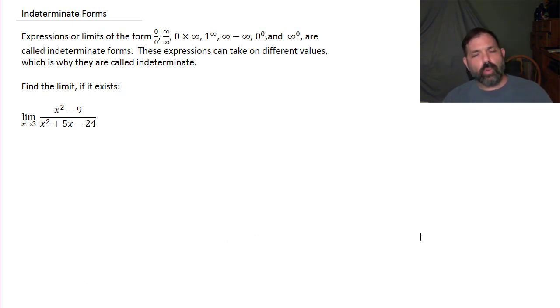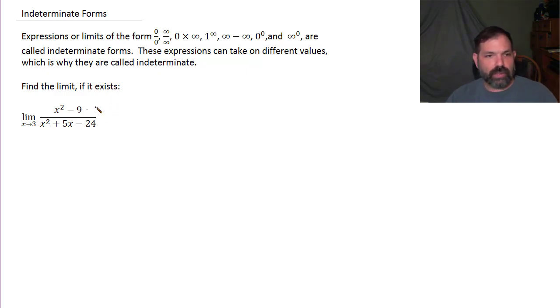All right, so indeterminate forms. Generally speaking, indeterminate forms are expressions or limits of the form 0 over 0, infinity over infinity, 0 times infinity, 1 to the infinity, infinity minus infinity, and infinity to the 0. These are all called indeterminate, because depending on the actual expressions in play in the numerator and denominator, these can take on different values. And so we have to be careful on how we evaluate these.